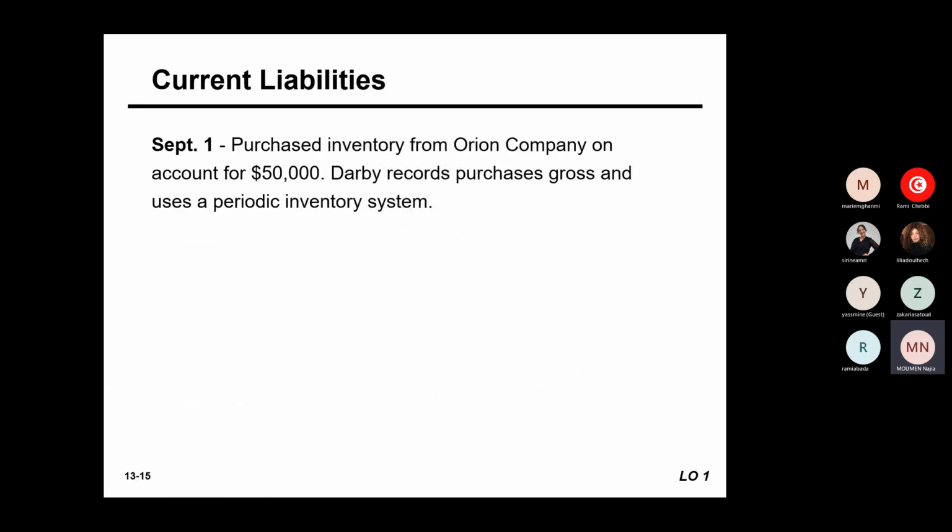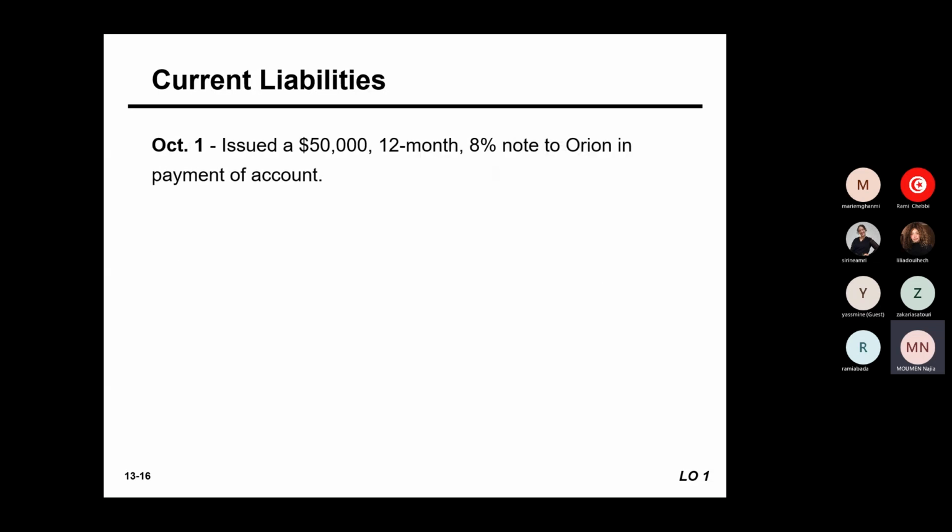When you purchase inventory for 50,000 on account, we said you'll be using the periodic inventory system. So we'll debit purchases for 50,000 and credit accounts payable for the same amount. That's September 1st. Then we have the issue of a 50,000 12-month 8% note to Orient in payment of that account. So here we will convert accounts payable to notes payable. We will debit accounts payable and credit notes payable for 50,000.